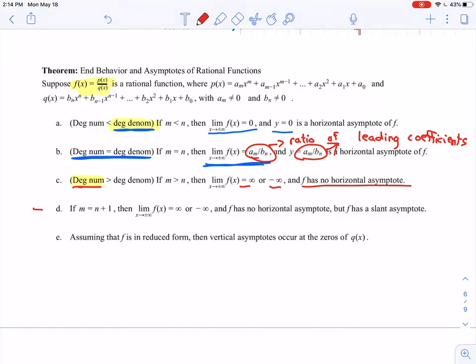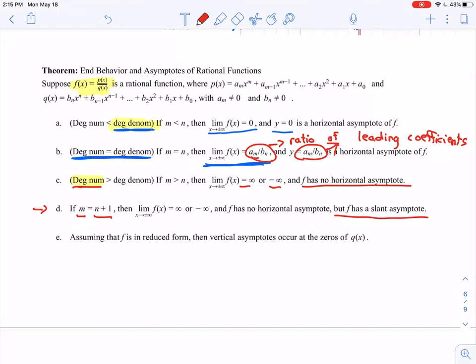Here, part D, this is just summarizing what we mentioned earlier about slant asymptotes, essentially saying, hey, if the degree of the numerator is exactly one more than the degree of the denominator, then in that case we have a slant asymptote. I'm not going to ask you much about slant asymptotes. I just want you to be aware that those exist. I want you to be able to identify them, maybe if you were to look at a graph.